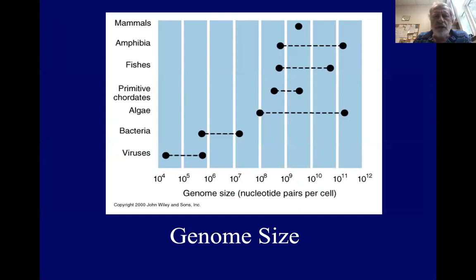Lastly, comparing genome sizes of different organisms, you see viruses are quite small, bacteria a little larger than viruses. Algae run the gamut from being just a little bit larger than bacteria to very, very large, and also some amphibians and fishes have very large genomes, and we don't really know why that is.